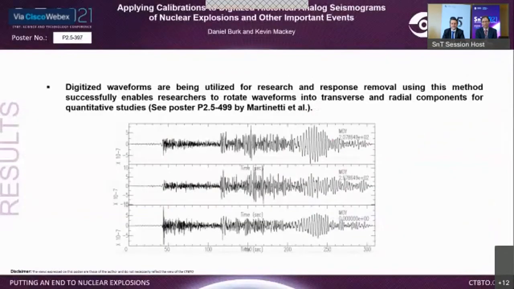The resulting transformation of the digitized analog seismogram into a faithful digital rendering of ground motion can be used for advanced seismic analysis. We are now applying the correct station calibrations to several seismogram recovery and digitization projects in northern Eurasia. Thank you.